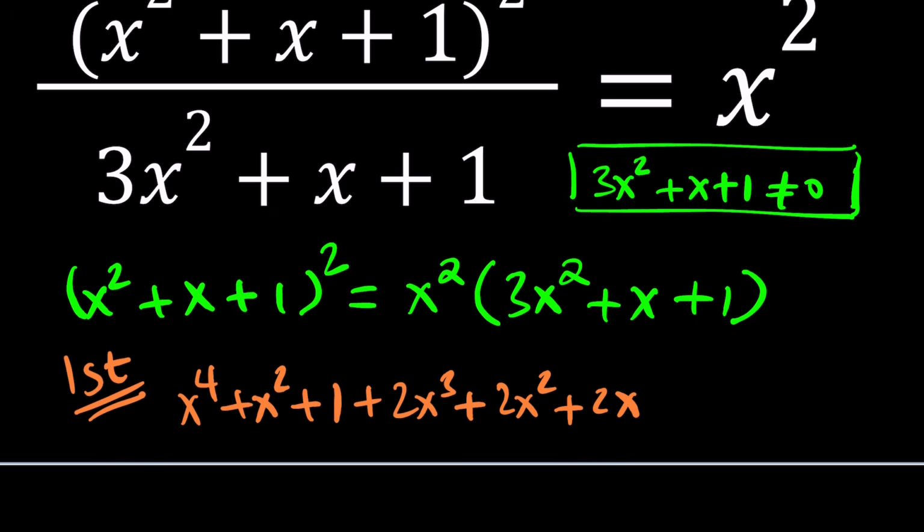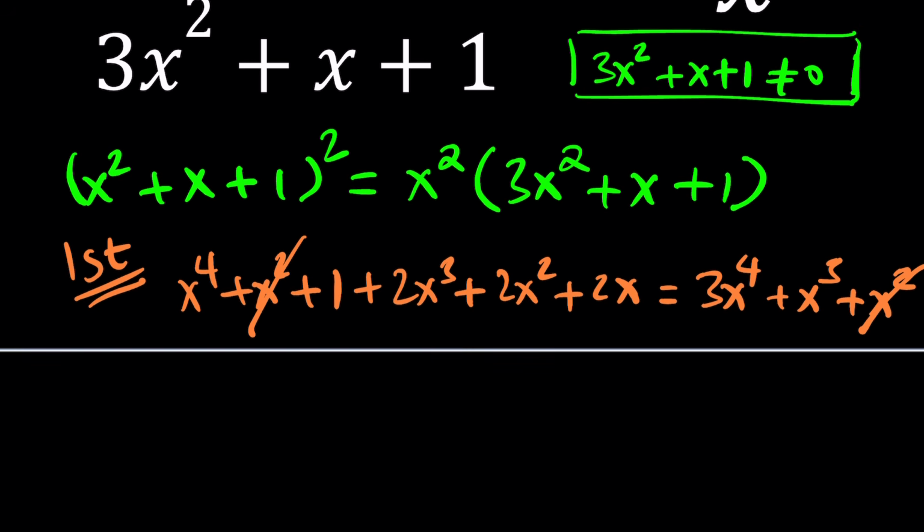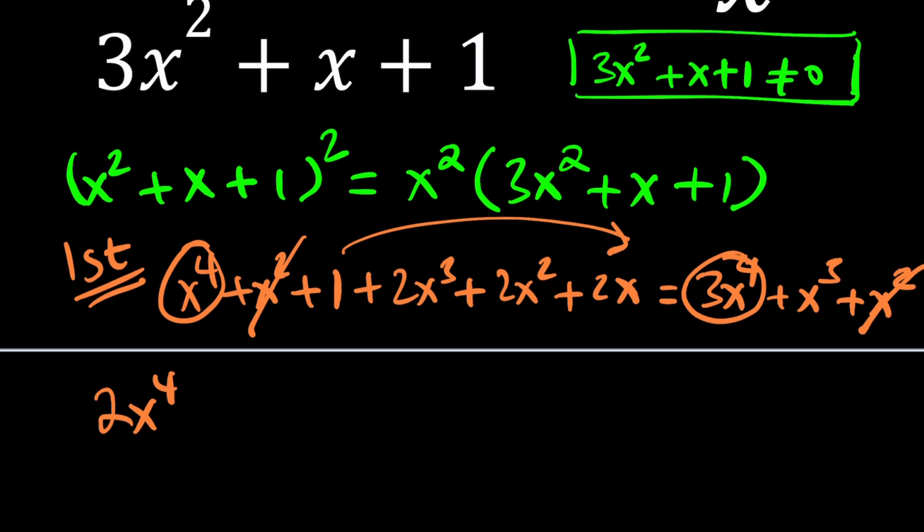Great. Now the right-hand side, you're just going to distribute. It's going to be 3x to the fourth, and then plus x cubed plus x squared. Of course, something is going to simplify. For example, you can cross out these x squareds and bring everything together. It's probably better to bring everything to the right-hand side and then put it on the left-hand side. Subtract this, you get 2x to the fourth.